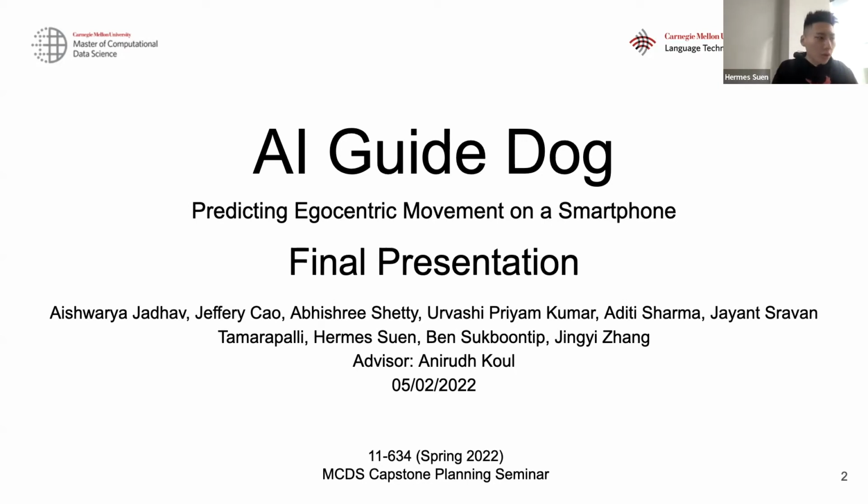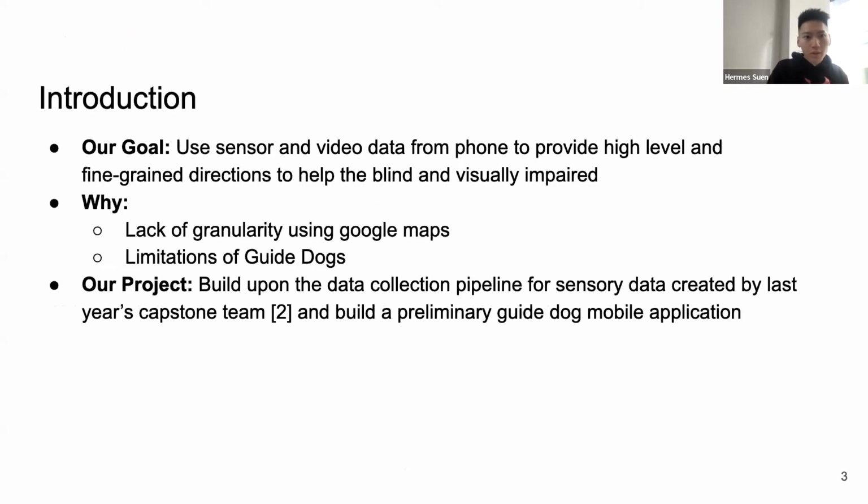So hi everyone, we are the AI Guide Dog team, and today we will be presenting our progress over the course of this semester. Just to give a high-level overview of what our project is, our goal is to use sensor and video data from iPhones to provide high-level and fine-grained directions to help the blind and visually impaired.